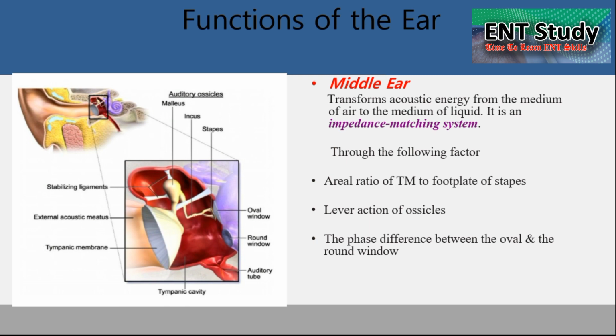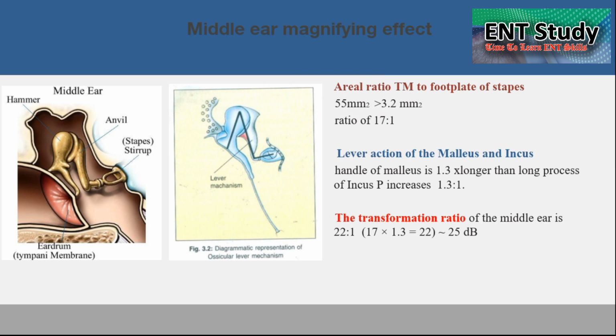It occurs due to the following factors: the area ratio of the tympanic membrane to the footplate of the stapes, the lever action of the ossicles, and the phasal difference between the oval and the round window. We're going to study them one by one.